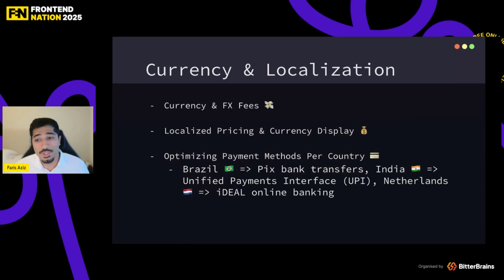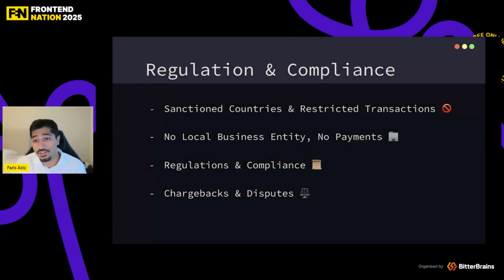For Brazil, you want Pix bank transfers. That's what they prefer in that region. In India, you want Unified Payments Interface. In the Netherlands, it's iDEAL online banking. In China, it's Alipay. We all have our local payment methods that we want to use because that's simply integrated into what our region uses the most for transferring money. So in Switzerland, that may be Twint, for example, which a lot of people probably haven't heard of unless you live in Switzerland. There are a couple of other things when it comes to regulation and compliance.